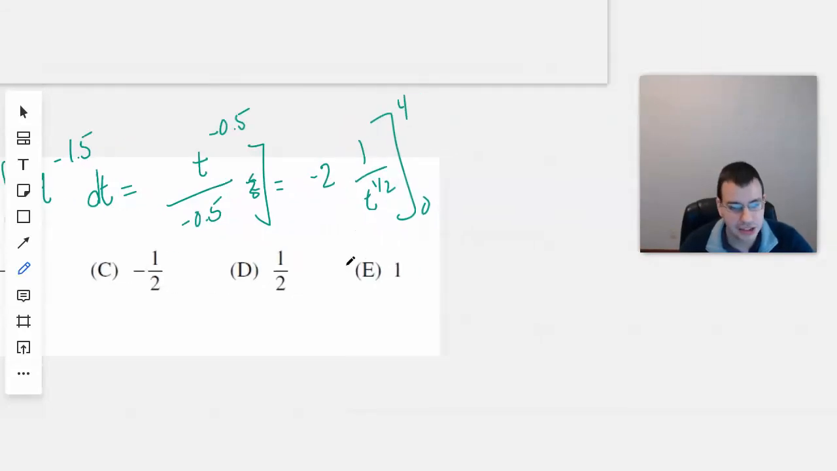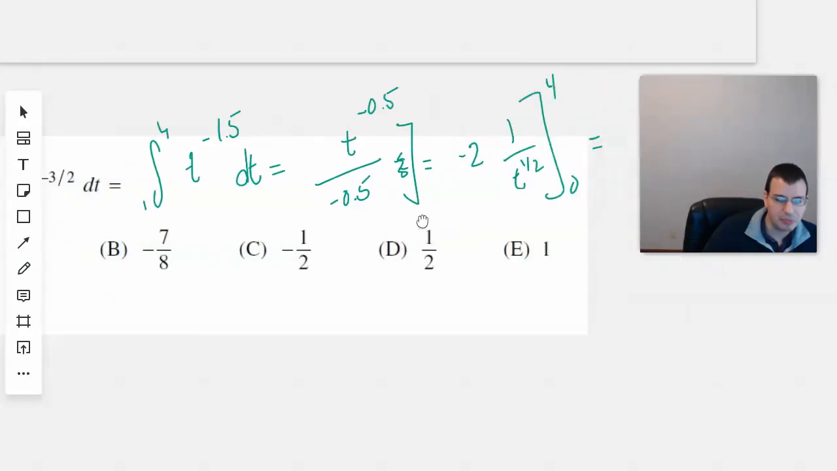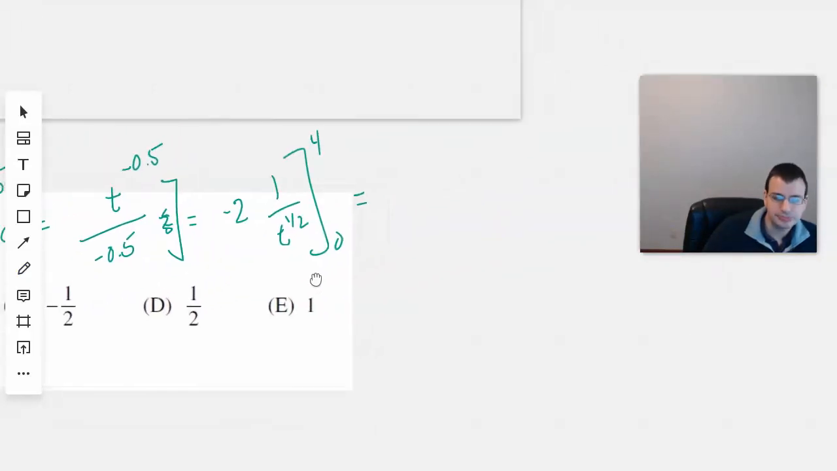All right, and then solving this, we're gonna get, that feels weird. Am I gonna divide by 0? Let's go for this one. All right, so plug in 4. We have negative 2 over 4 to the 1/2, which equals negative 1.